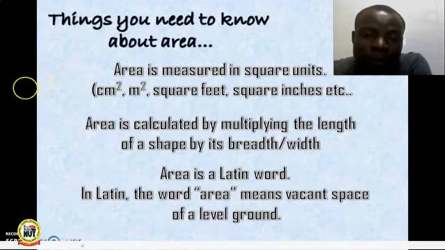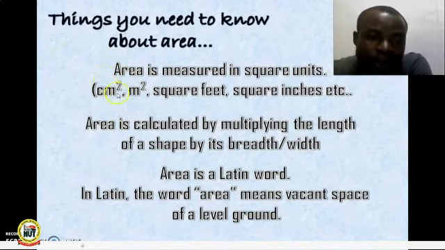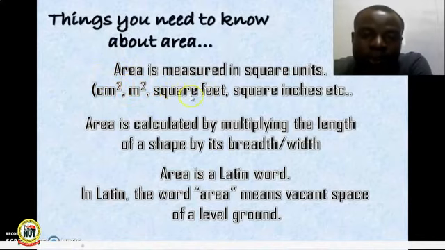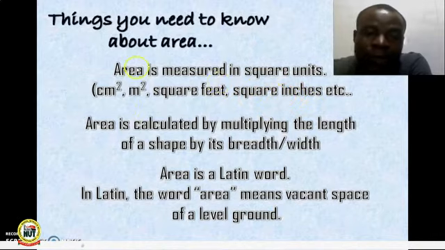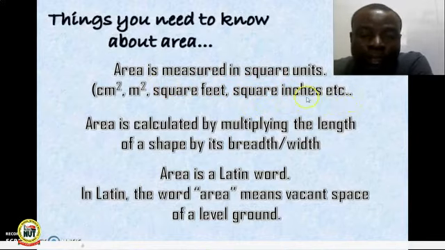Okay, I'm going to show us what square unit is. Look at this place. This is centimeter square. Say centimeter square, everybody. Good. This is meter square. In case you use your feet to measure the area of a particular surface, then the unit will be square feet. And in case you use inches, the unit will also be what? Square inches as well. So these are the units of areas: either centimeter square, or meter square, or square feet, or square inches.